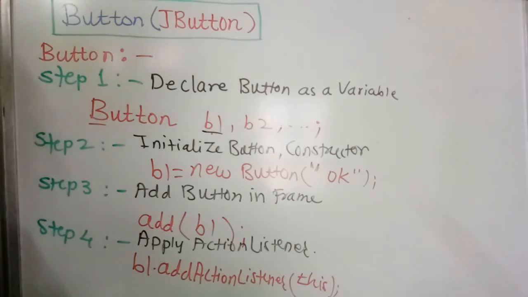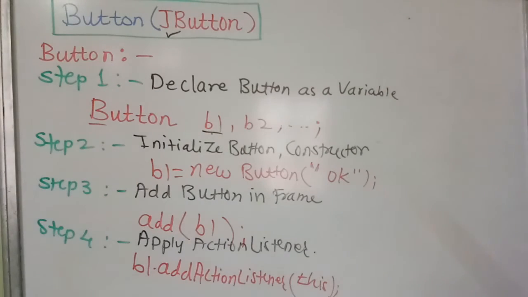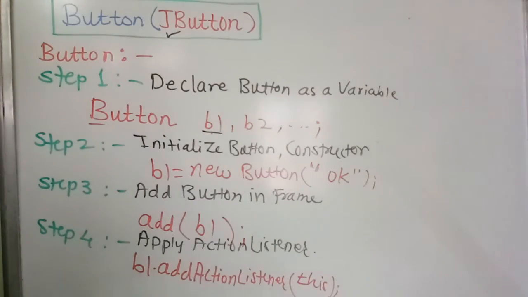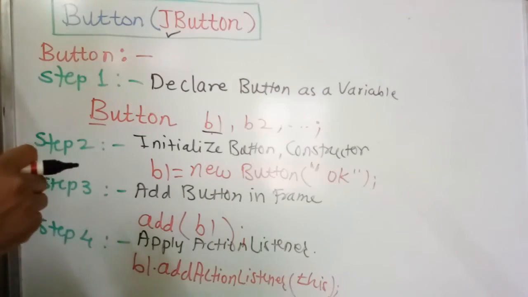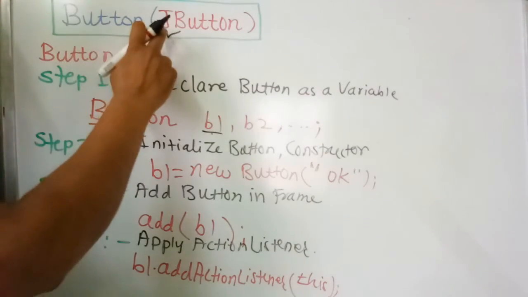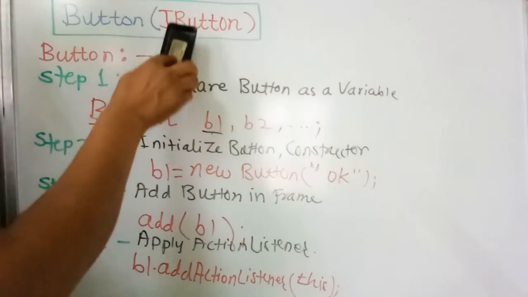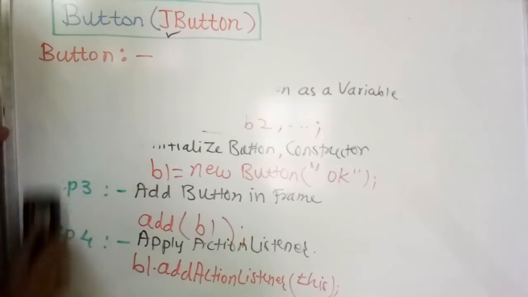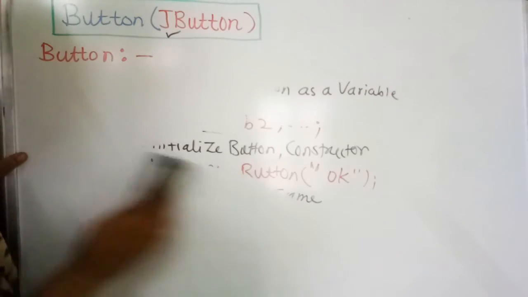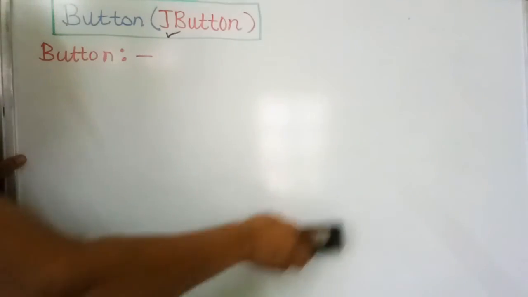But in the bracket, I have listed the JButton also. What is the JButton? To give an extra look and feel to the graphics components, we will use the Swing components, and Swing components are nothing but lightweight components instead of the AWT components. For using any Swing component, we have to apply the J before the class name. So we will see how to use this JButton component.